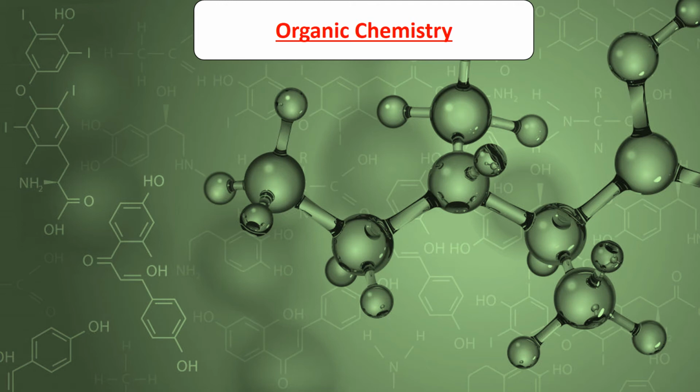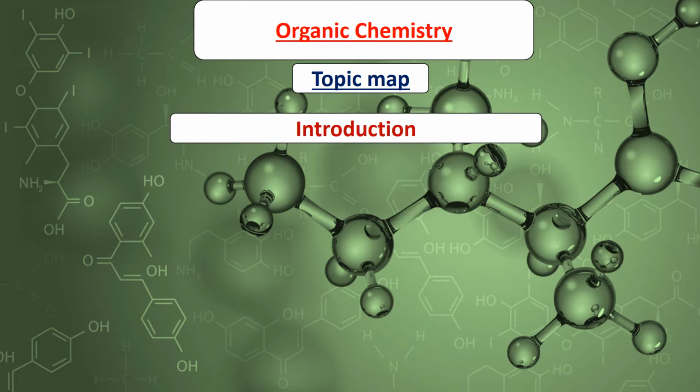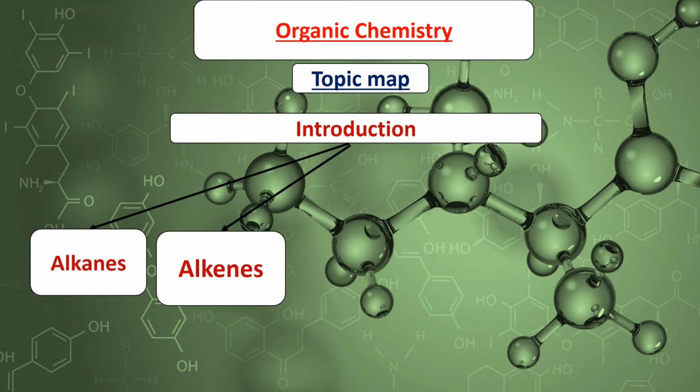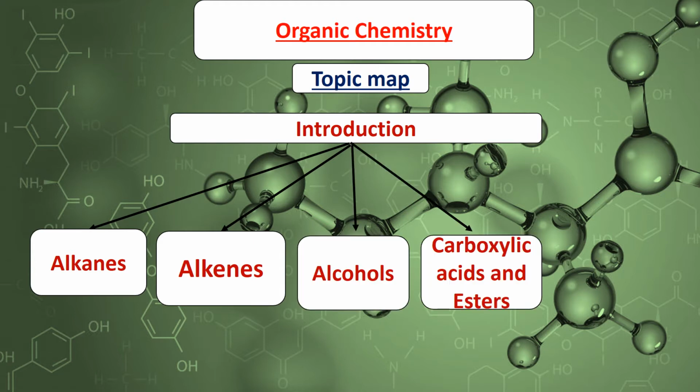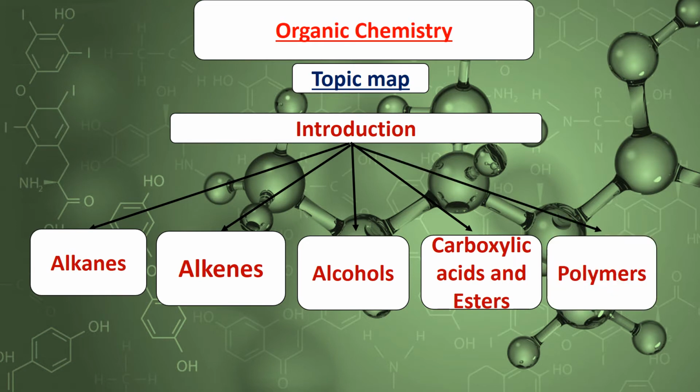Welcome to the fourth lesson on organic chemistry. So far, we've looked at the introduction to organic chemistry. We've also looked at alkanes and alkenes. In this video, we're going to take a look at alcohols. Then in the next videos, we'll look at carboxylic acids and esters and also polymers. Let's get started.